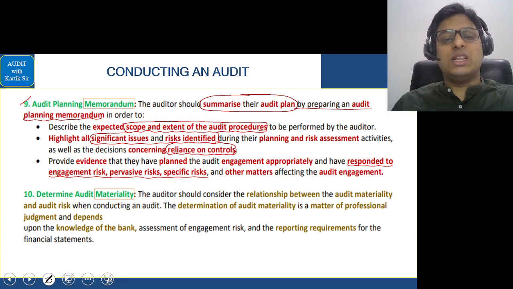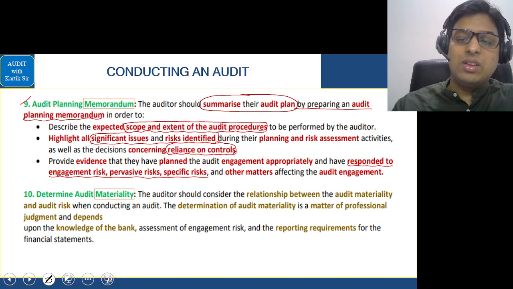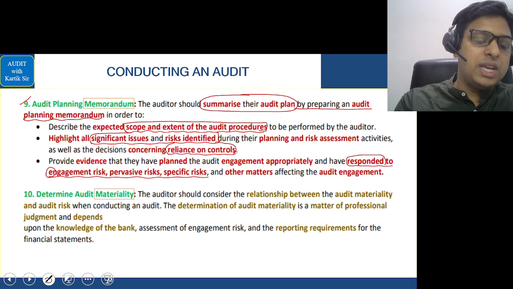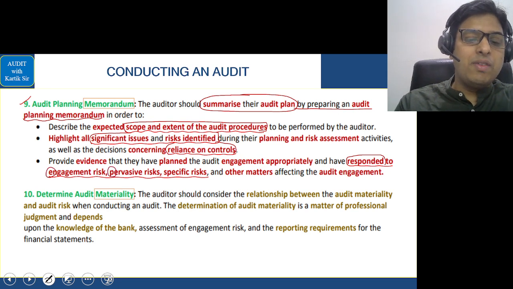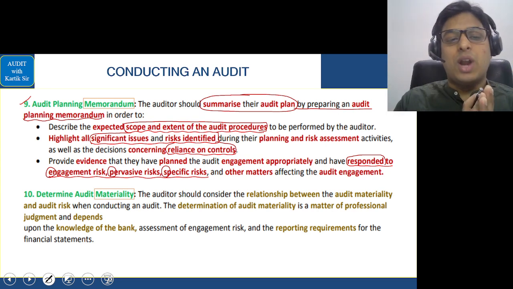In that you're checking the significant issues and risk which you have identified, and you will see whether the client, whether the bank has proper controls in place or not. And finally, whether as auditors we have given a proper response to the three risks, EPS, remember, engagement risk, pervasive risk and specific risk, whether we have responded appropriately to these risks. So this will be covered in the audit planning memorandum.